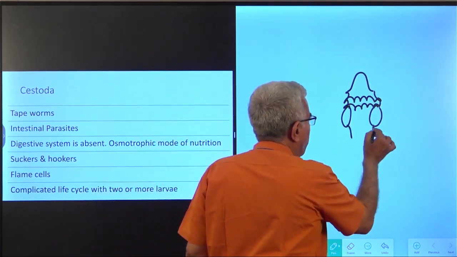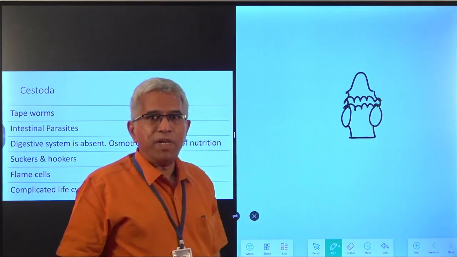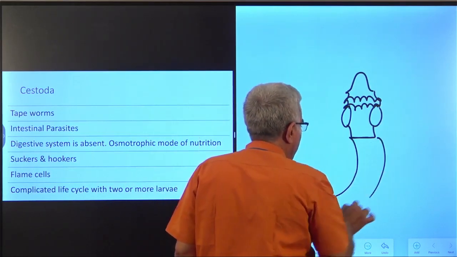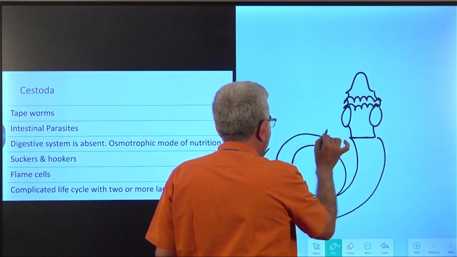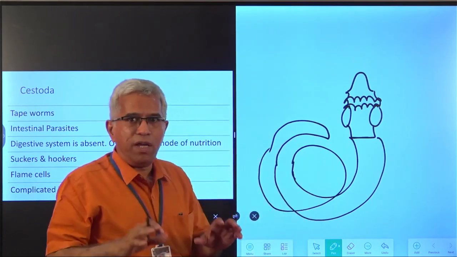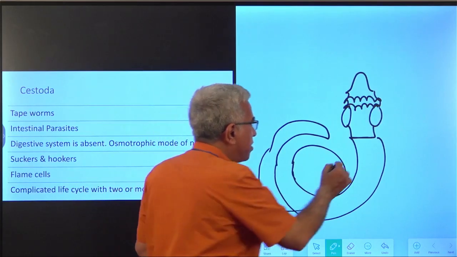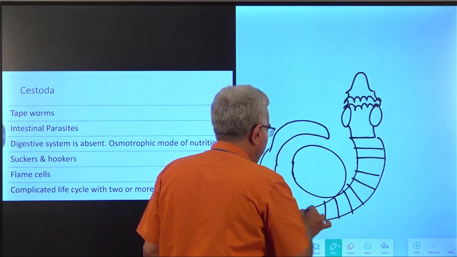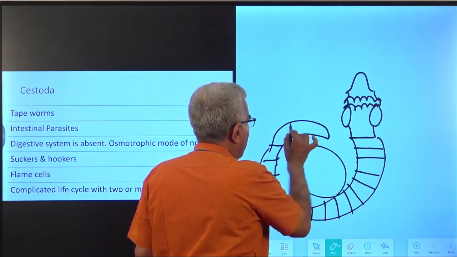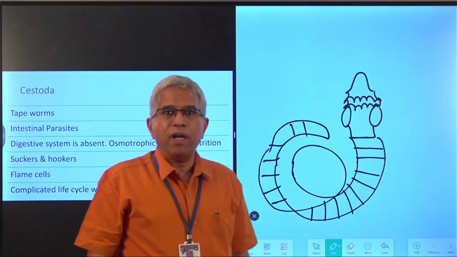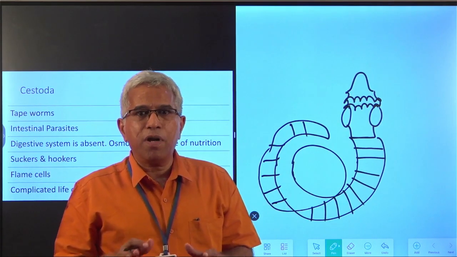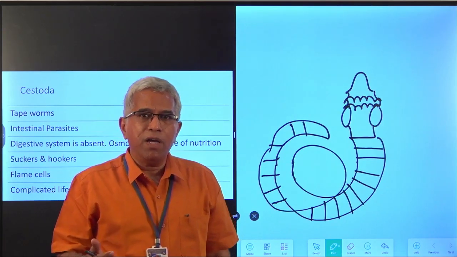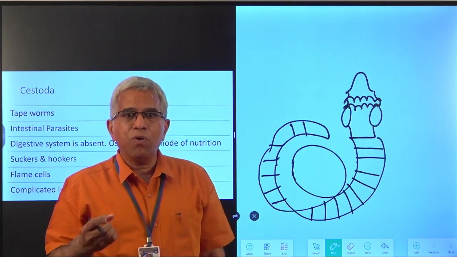And this scolex is followed by the neck, and this neck is called the zone of proliferation, and this is followed by a structure called strobila. Strobila looks like a chain of proglottids. The segments of the strobila are called proglottids. They are arranged one after another like this. But these proglottids are of 3 different types, namely immature proglottids, where reproductive structures are absent; mature proglottids, where reproductive organs are highly developed; and gravid proglottids, which are loaded with eggs.